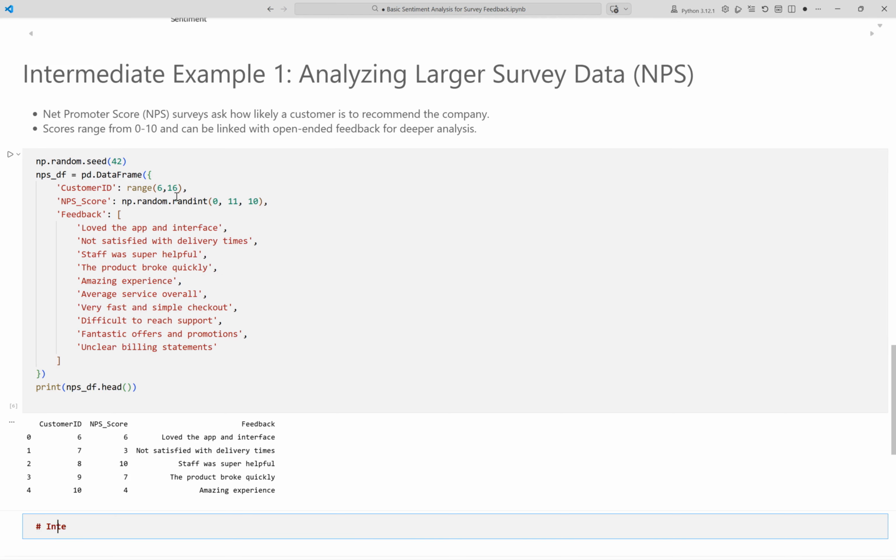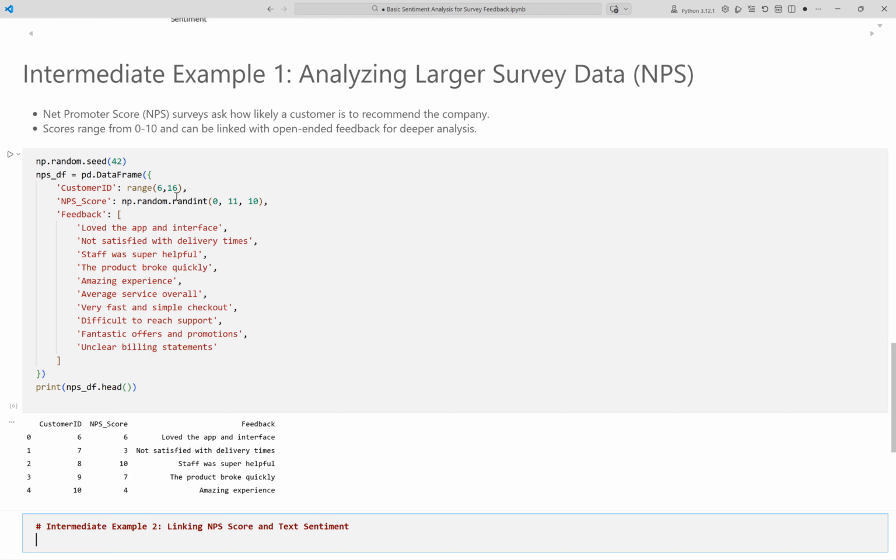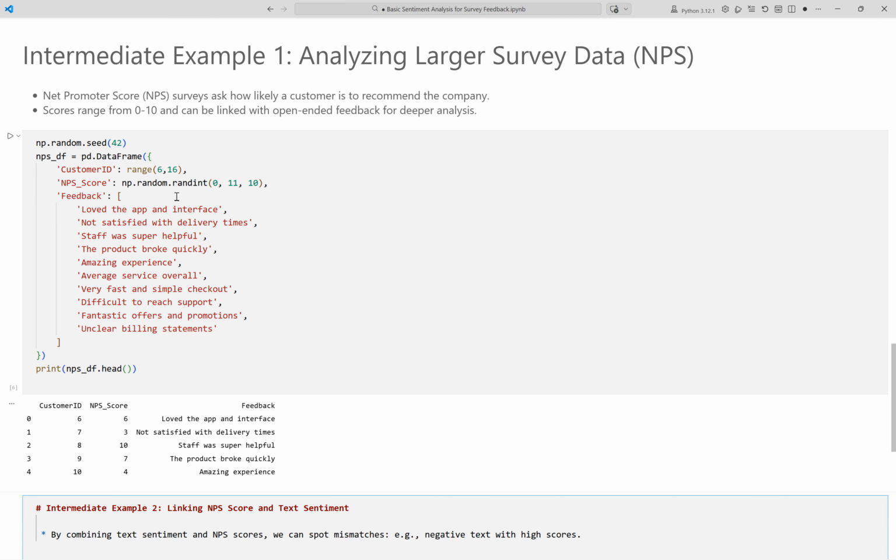Intermediate Example 2. Linking NPS score and text sentiment. By combining text sentiment and NPS scores, we can spot mismatches, such as negative text with high scores. This helps us catch cases where scores and text do not match business expectations. Running the cell now.